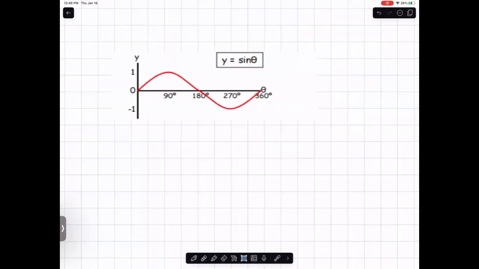So we'll move further to transforming our trigonometric graphs. This is part 1 of transformation. For example, I have y equals 3 sine theta. You are asked to work out the value of y equals 3 sine theta.